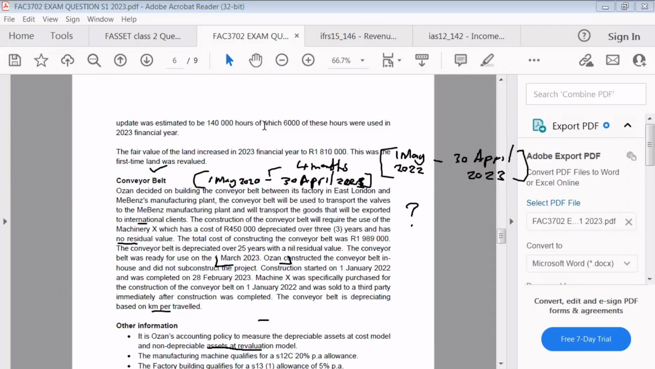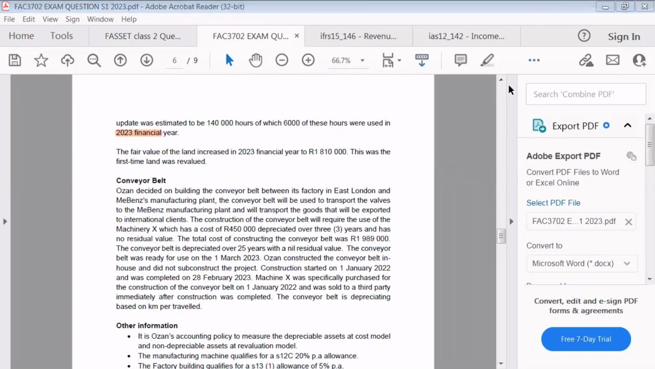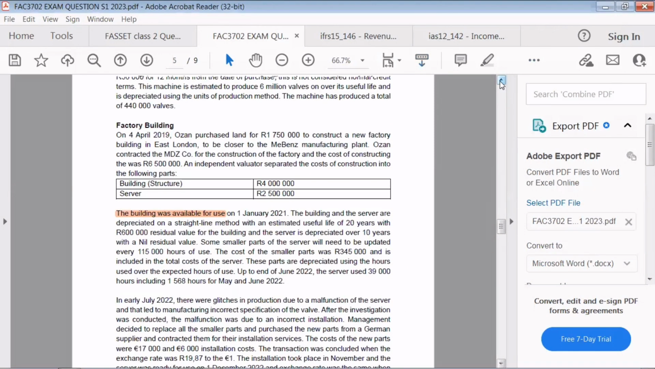140,000 hours, of which 6,000 of these hours were used in the 2023 financial year. All right. Then the fair value of the land increased. We're not on the land now. You guys understand land. Right. So what do we do?